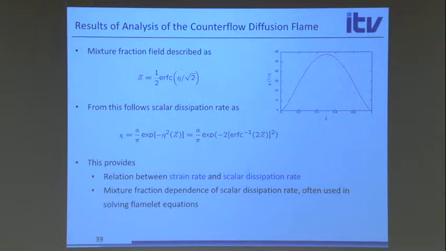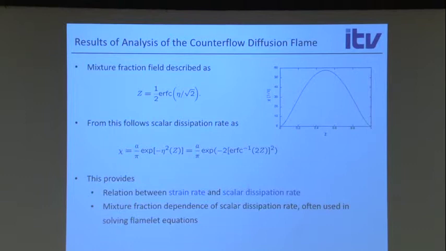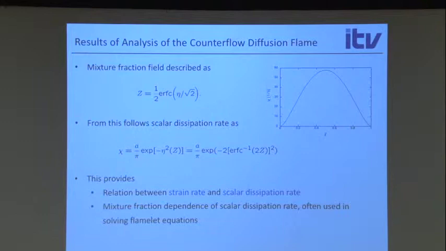And it turns out it's this little complex function here. This is the complementary error function of Z, and then the exponential of that times the strain rate. And so you see this kind of looks like this. And what this means is what I said earlier. For example, for the counterflow diffusion flame, the strain rate and dissipation rate are directly related. So the higher the strain rate, the higher the dissipation rate.